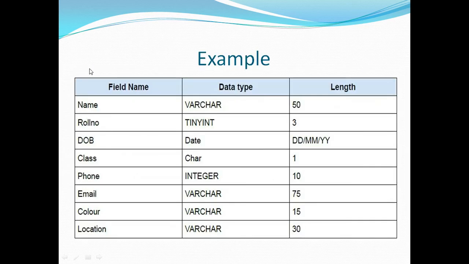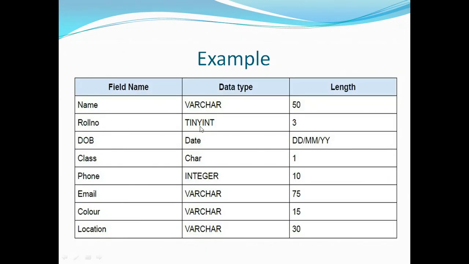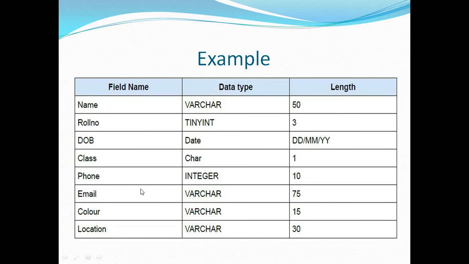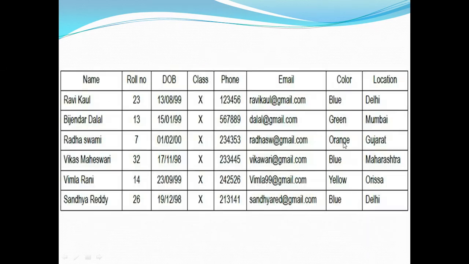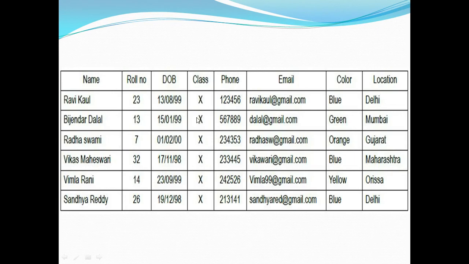Fine. For name, the type of data we are using is varchar, so it will hold varchar type of data. For roll number, we have used tiny int, so only integer type of data will come, not character type of data. We can't write character type of data. If we try to insert character type of data, it will give an error. Similarly, for date, we have given a format here, so the date is coming in that format only. For class, we have given only one character length, so only one character is coming here.